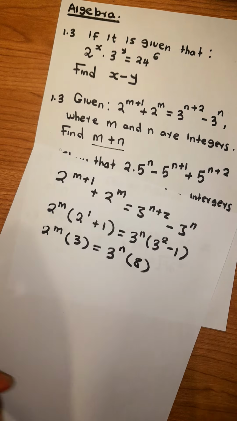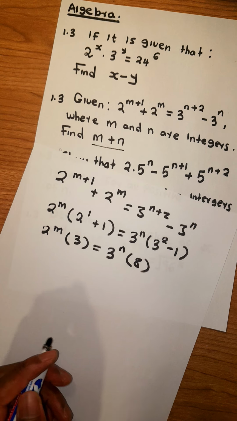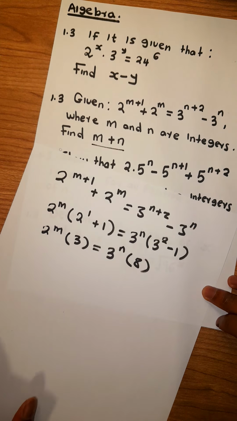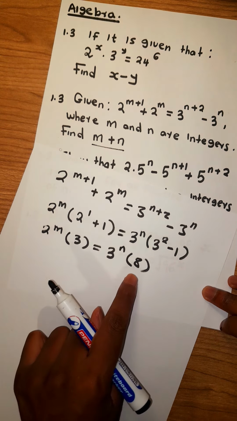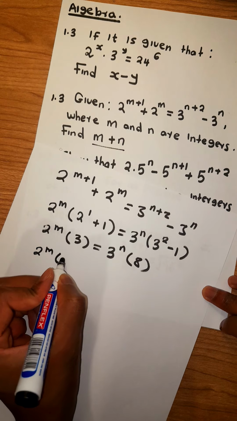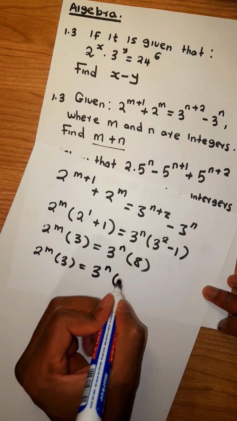Now, how do I move forward from here? How do I actually move forward from here? This is where you need to use a lot of intellect, right? How do I actually move forward from this question? Well, let's change this one. So I am having 2 to the power m times 3, and I'm having 3 to the power n.